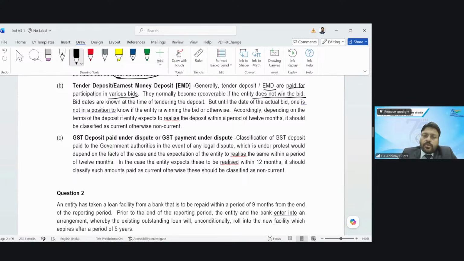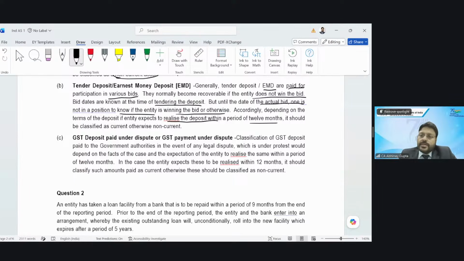Bid dates are known at the time of applying for the bid or tendering the deposit, but until the date of the actual bid, one is not in a position to know if the entity will win the bid or not, right? Accordingly, depending on the terms of the deposit, if the entity expects to realize the deposit within the next 12 months from the reporting date, it should be classified as current, otherwise non-current, right?